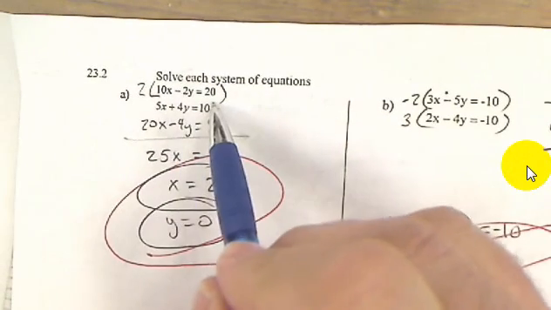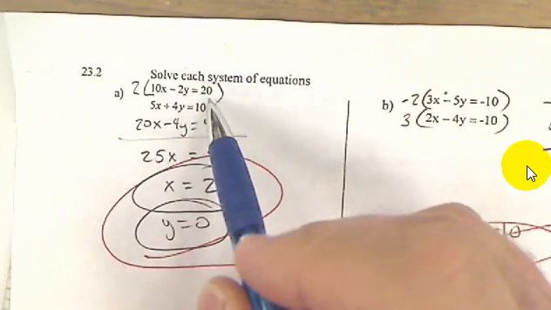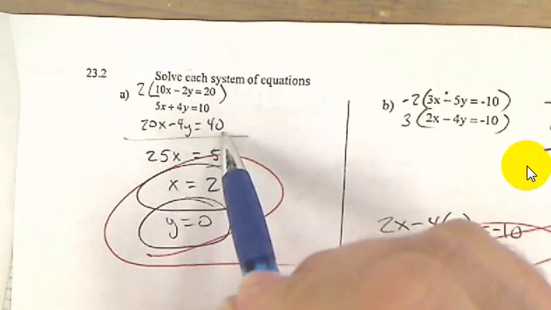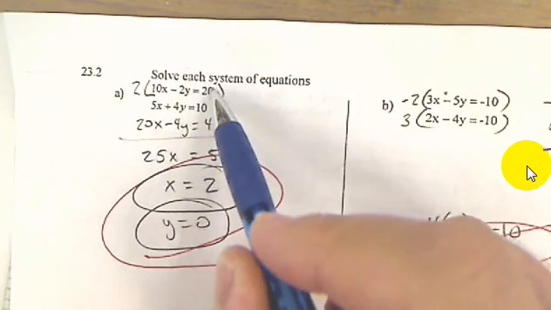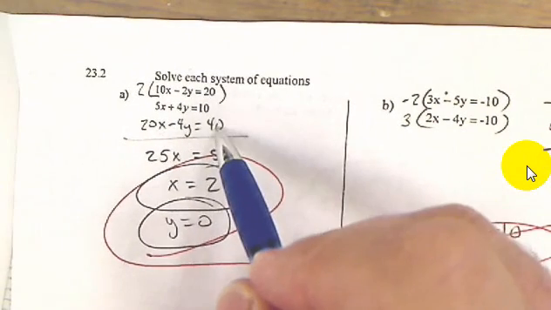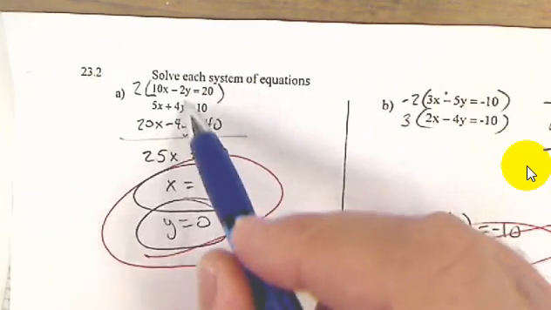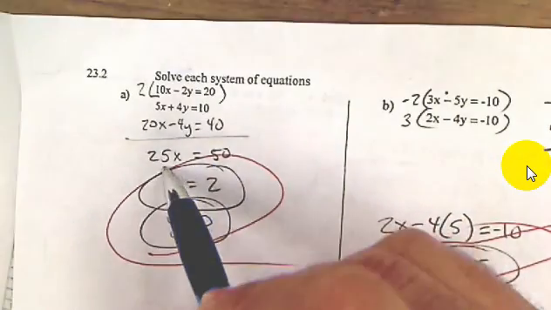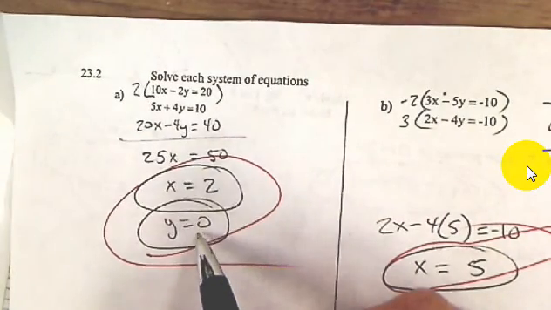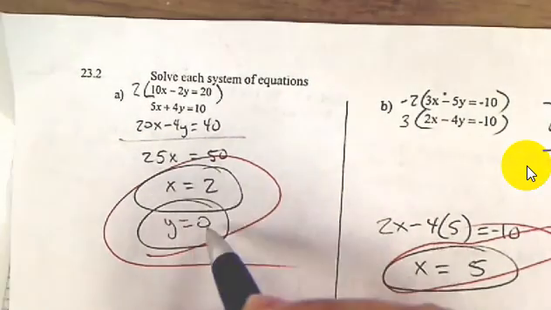I multiplied the top one by 2 so that I could eliminate the y's. So when I multiplied by 2, I got this equation. Most people forget to multiply the last part to get the 40 here. Gone. 25x equals 50. X equals 2. Plug x back into one of the equations to find your y.